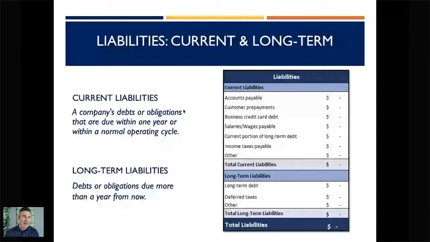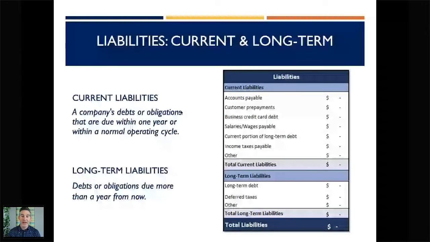Long-term debt, there are other examples. They're not as common, the long-term liabilities, but debt is probably the biggest one: a mortgage or a car loan or a loan on a piece of equipment. And then you might have some deferred taxes that you're waiting until next year to pay or something like that.